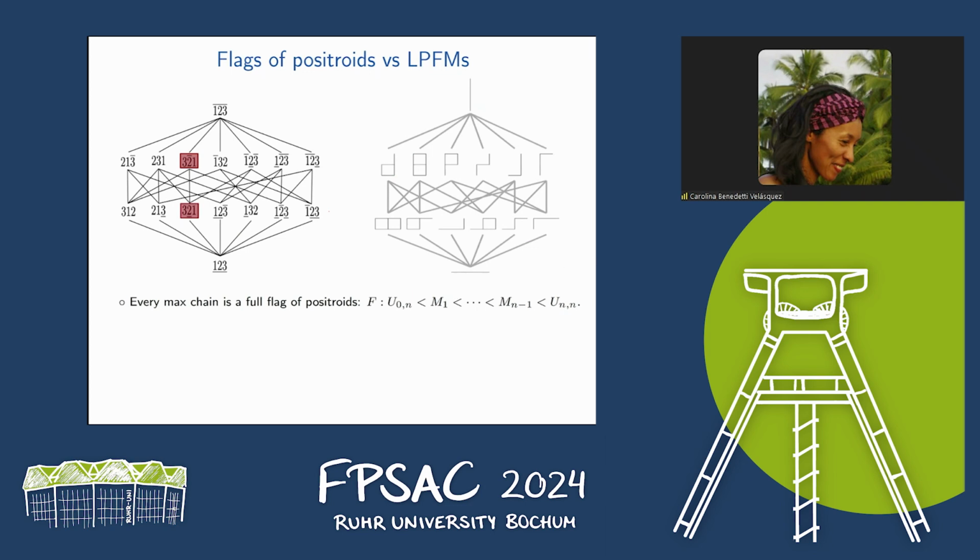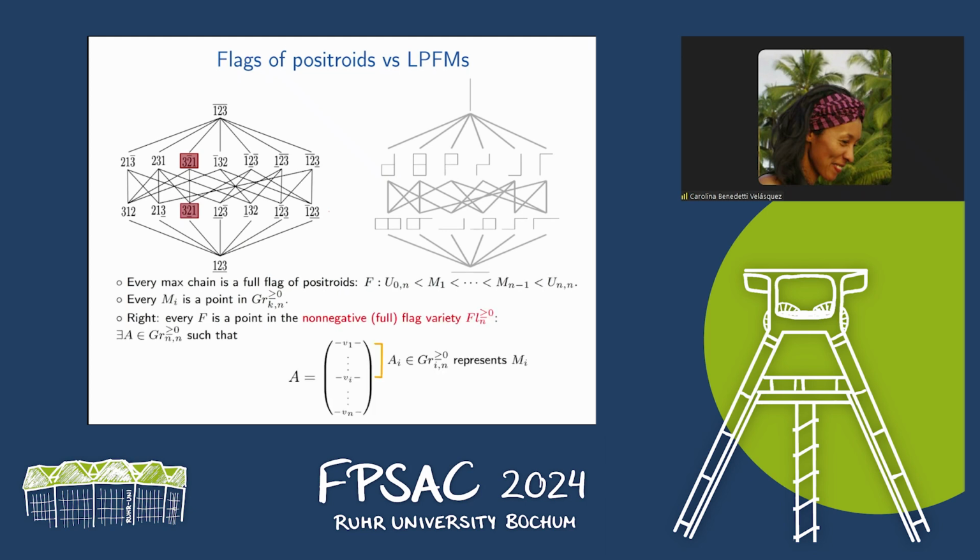And because in both cases you are considering positroids, each flag is formed by matrices that are positroids. It means that each piece in the flag can be represented as a point in the non-negative Grassmannian, is a positroid. But what really marks the difference between the right-hand side and the left-hand side is that on the right-hand side not only is every point a positroid, but actually every full flag is a point in the non-negative flag variety.